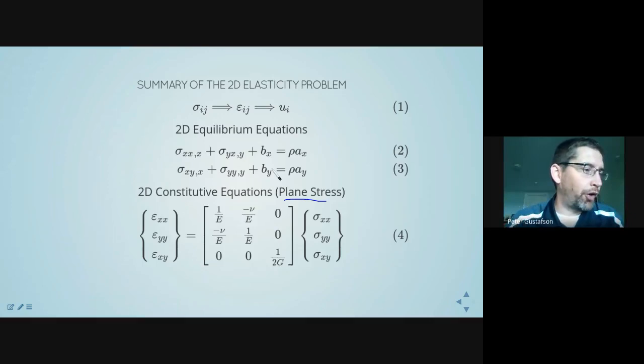Aiden asks, if we are neglecting body forces as assumed, do the B's just equal 1? In fact, they're going to equal 0. So this will become 0. This will become 0, as will this and this. Okay, so good observations, guys. Thank you.